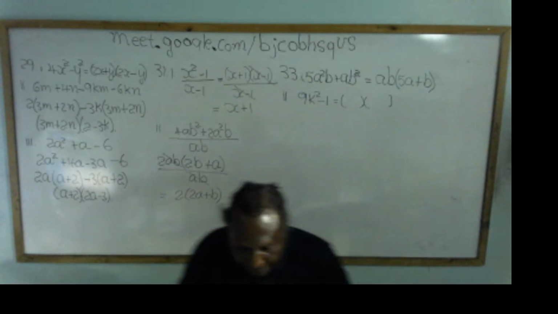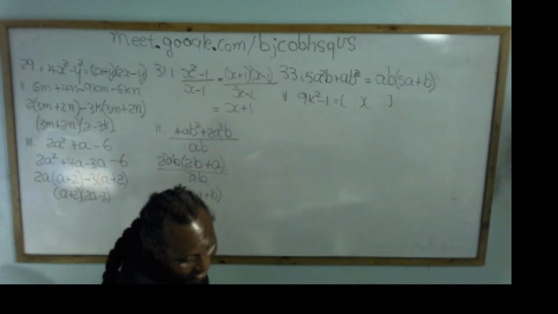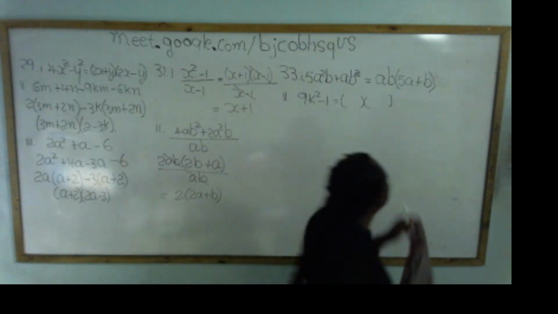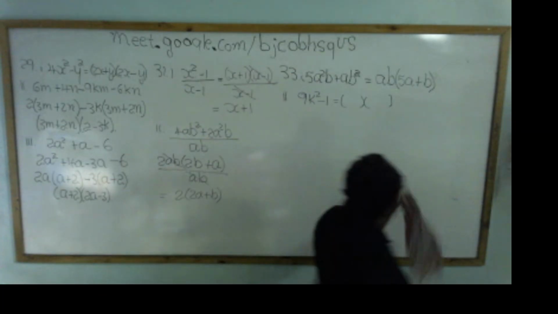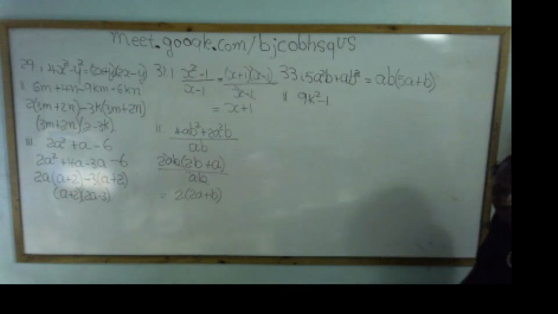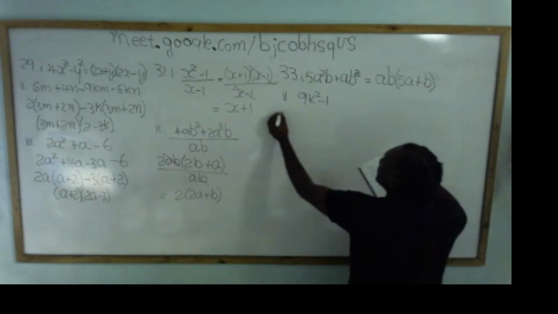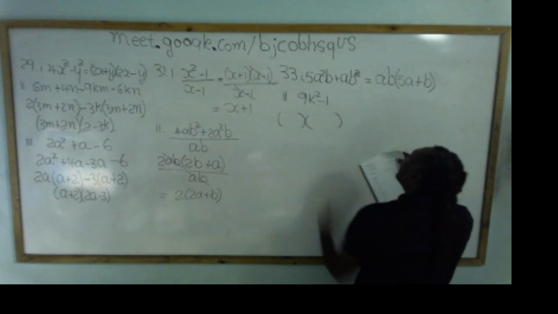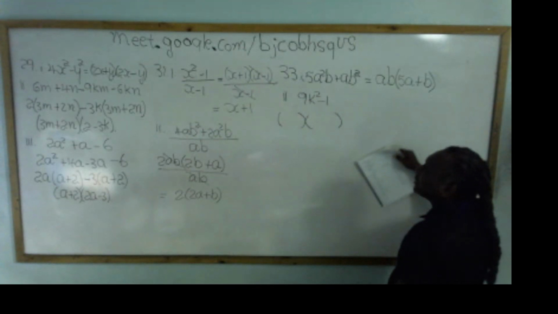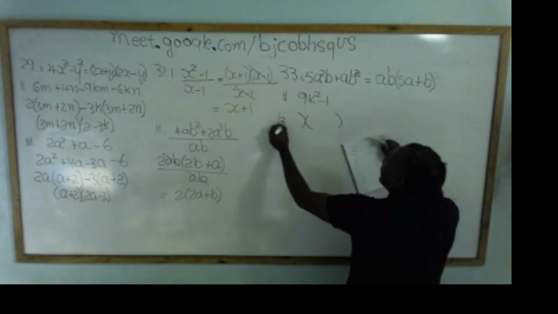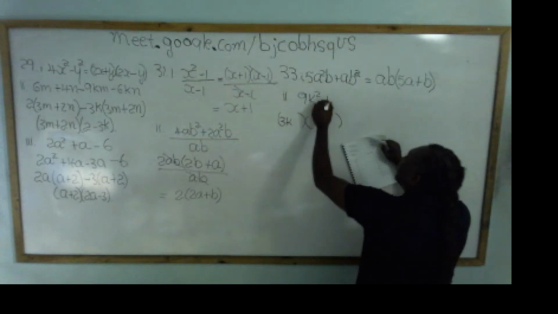Alright, that will be fine. So let us do it under difference of 2 squares. What do you square to give 9k squared? 3k. What do you square to give 1? 1.